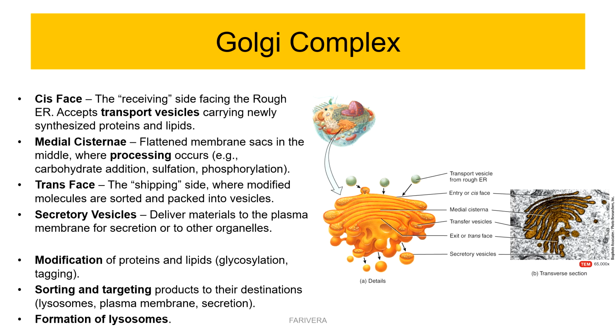A simple sequence of this would be from rough endoplasmic reticulum to Golgi bodies, and then modification, sorting, packaging, and of course transportation to its destination. The Golgi also contributes to lysosome formation. So again, organelles work as a coordinated system.